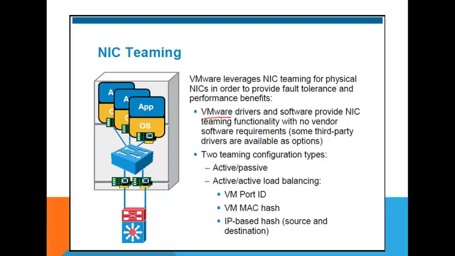There are two teaming configuration types. One is I can group these and make one active and another passive or standby, or I can make both active for load balancing. When both are active, load balancing can be done based on port ID, MAC address, or IP address. Any one of them.